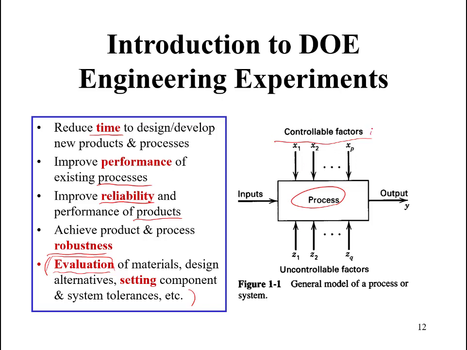They are called control factors, and there may be some uncontrollable factors, like when you have experiments outside. Imagine you are working on solar panels. If you run your experiment outdoors, then the temperature, the light, and the humidity are not under your control. In that case, we call them uncontrollable factors.